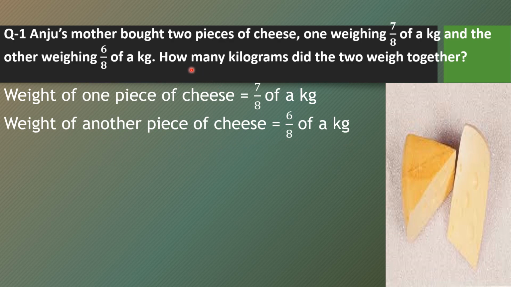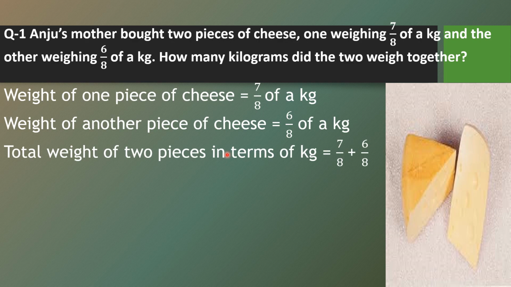Now what we need to calculate: how many kilograms did the two weigh together, means total weight. So it is the indication that this problem is about addition. It means total weight of two pieces in terms of kilograms equals 7 by 8 plus 6 by 8. Now here are two fractions, 7 by 8 and 6 by 8, both have the same denominator, and I have already taught you about the addition of fractions with the same denominator.